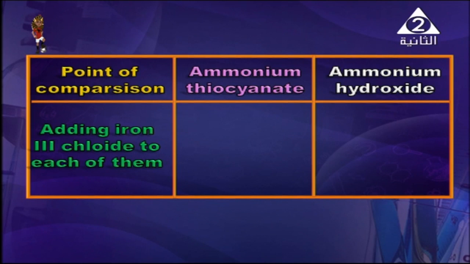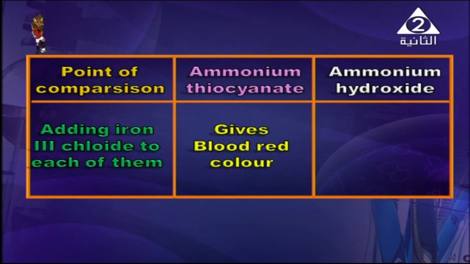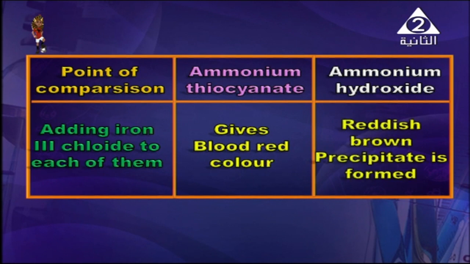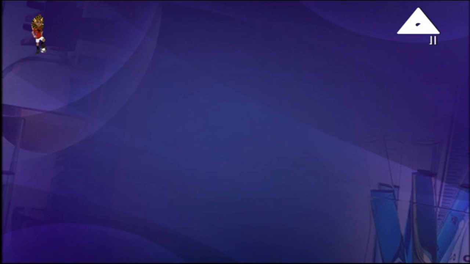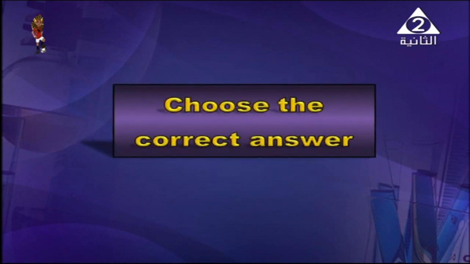Do you think what will change here? Sure, we know the color will change as you see. The first one, ammonium thiocyanate, gives a blood red color. With ammonium hydroxide, I know a reddish precipitate is formed. This is the difference between them. Concentrate on the colors. After that, choose the correct answer. Take care, my dear students.